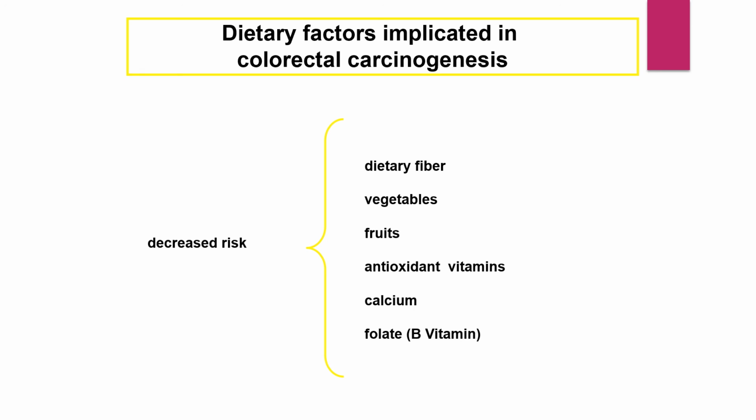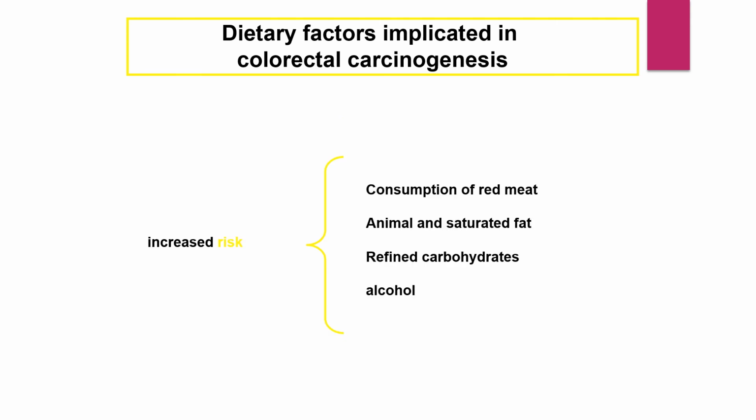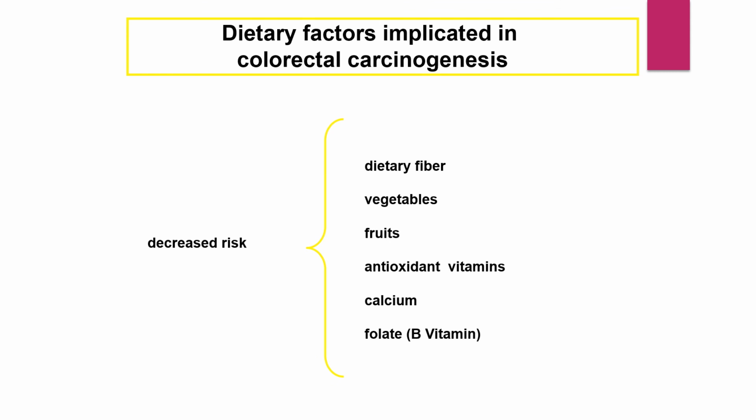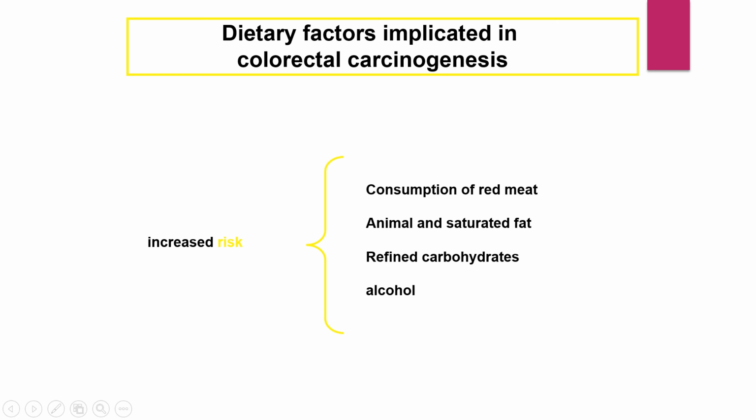The dietary factors most closely associated with increased rates of colorectal cancer are low intake of unabsorbable vegetable fibers, dietary fibers, and high intake of refined carbohydrates, alcohol, saturated fat, and consumption of red meat.